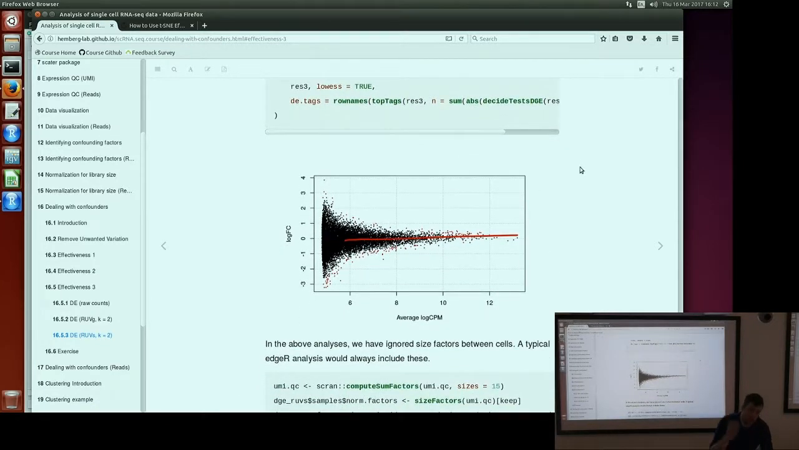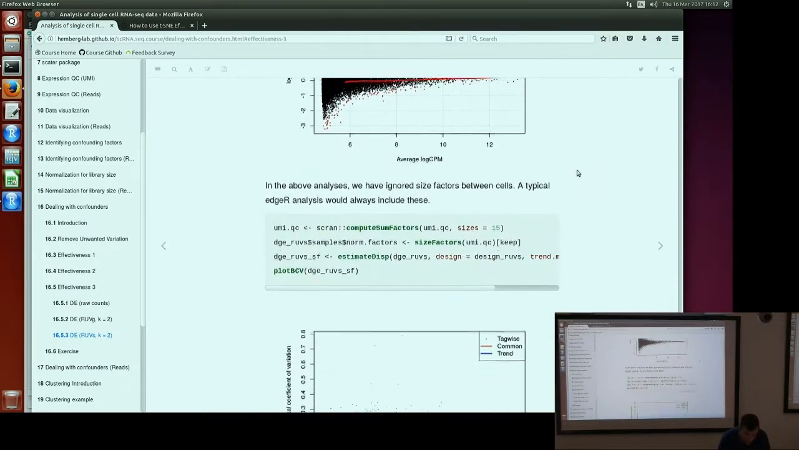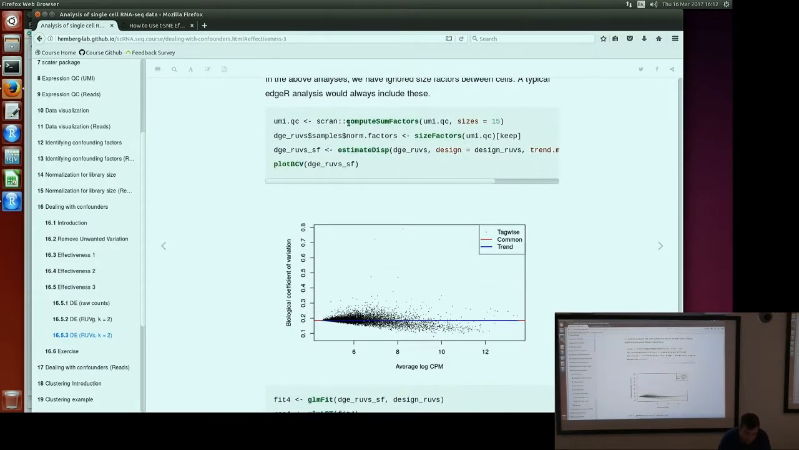But the thing we've done in all of these so far is ignored size factors between the cells, and we would always include these typically in an edgeR analysis to moderate the library sizes. So we can apply the size factors computed with scran. We can compute them here, apply them, add them to the DGE list object, and run the same thing again.